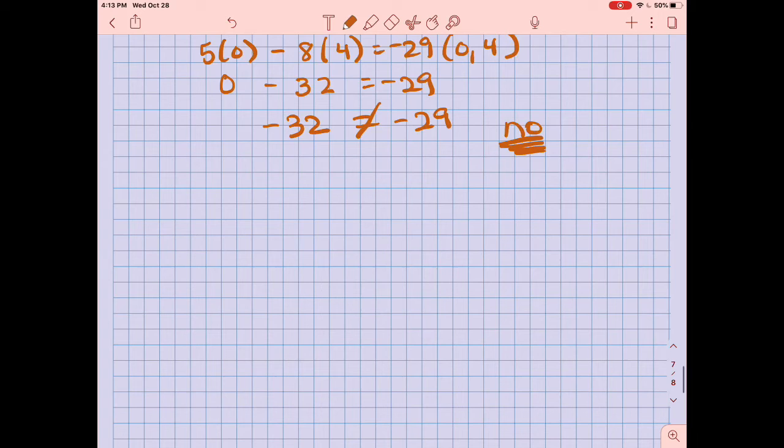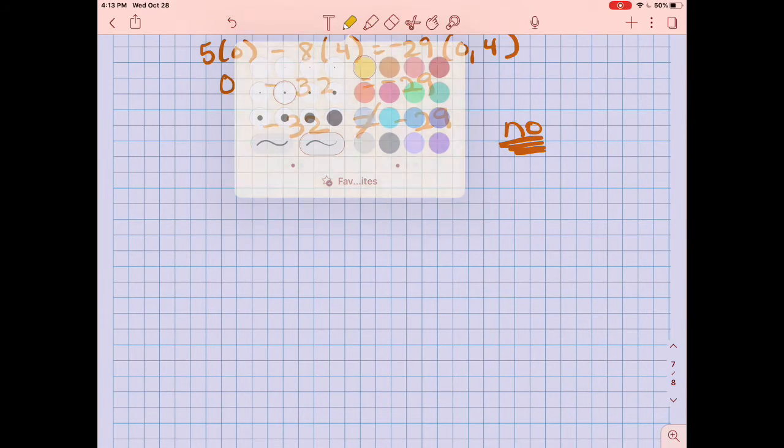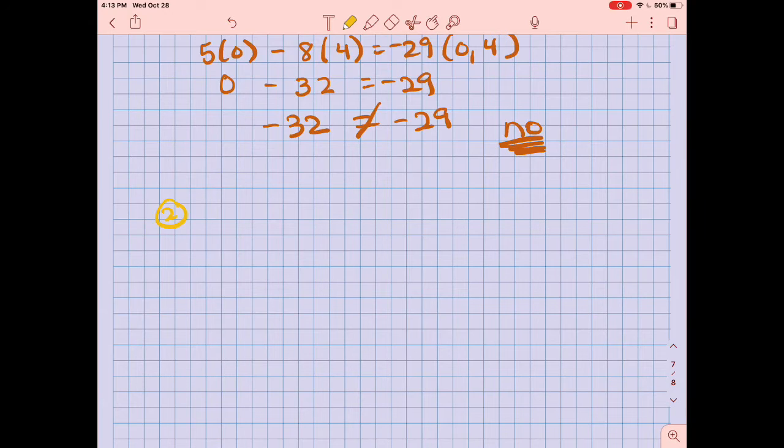Okay, number 2. Let's just change colors because it makes me feel better. It says find an ordered pair x and y that is a solution to this equation. Okay, so you guys could each come up with a different answer to this. I have to pick a number. I like to pick something like 0 because it makes the math super easy. And I'm going to solve for the other number that's going to go with it. Remember, I just picked out the 0.